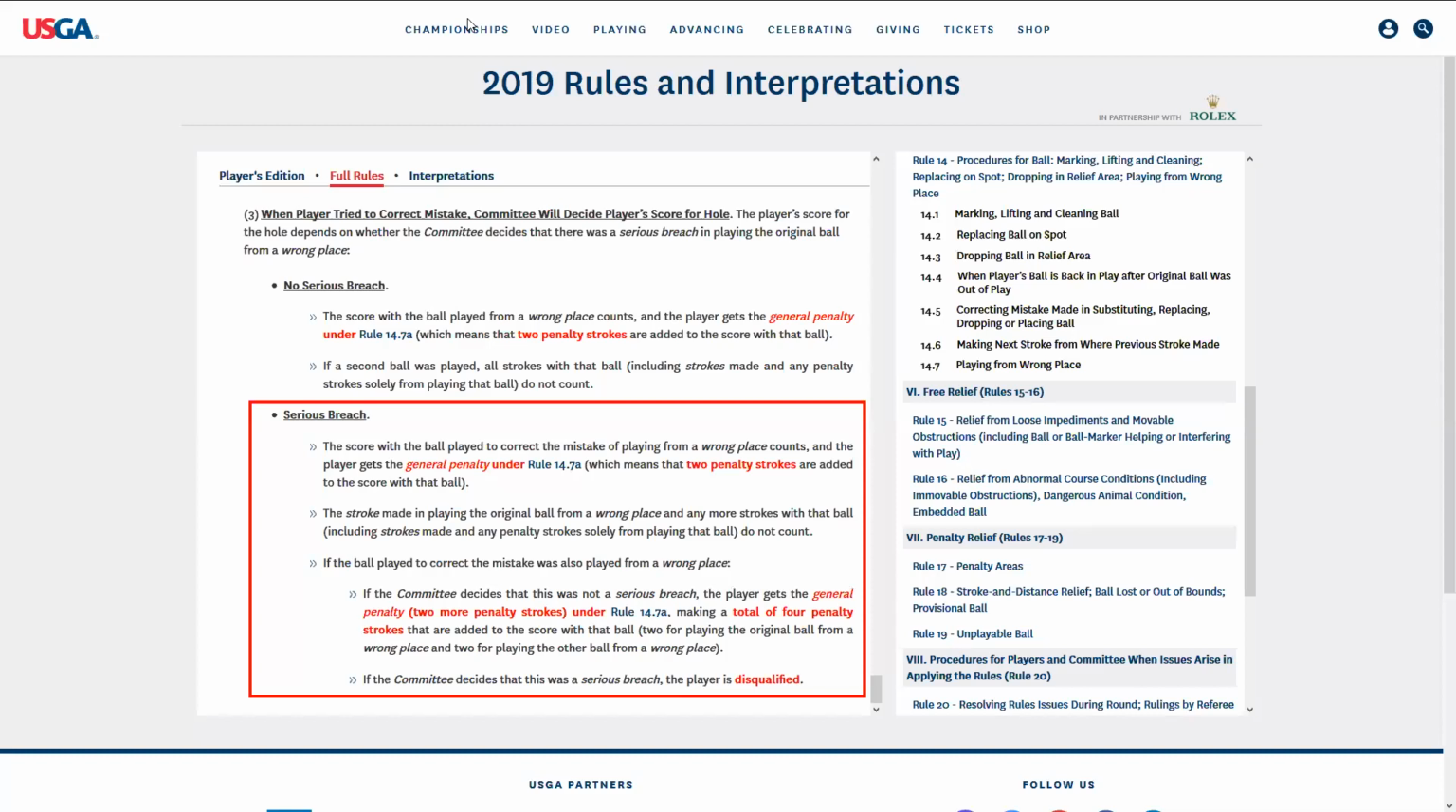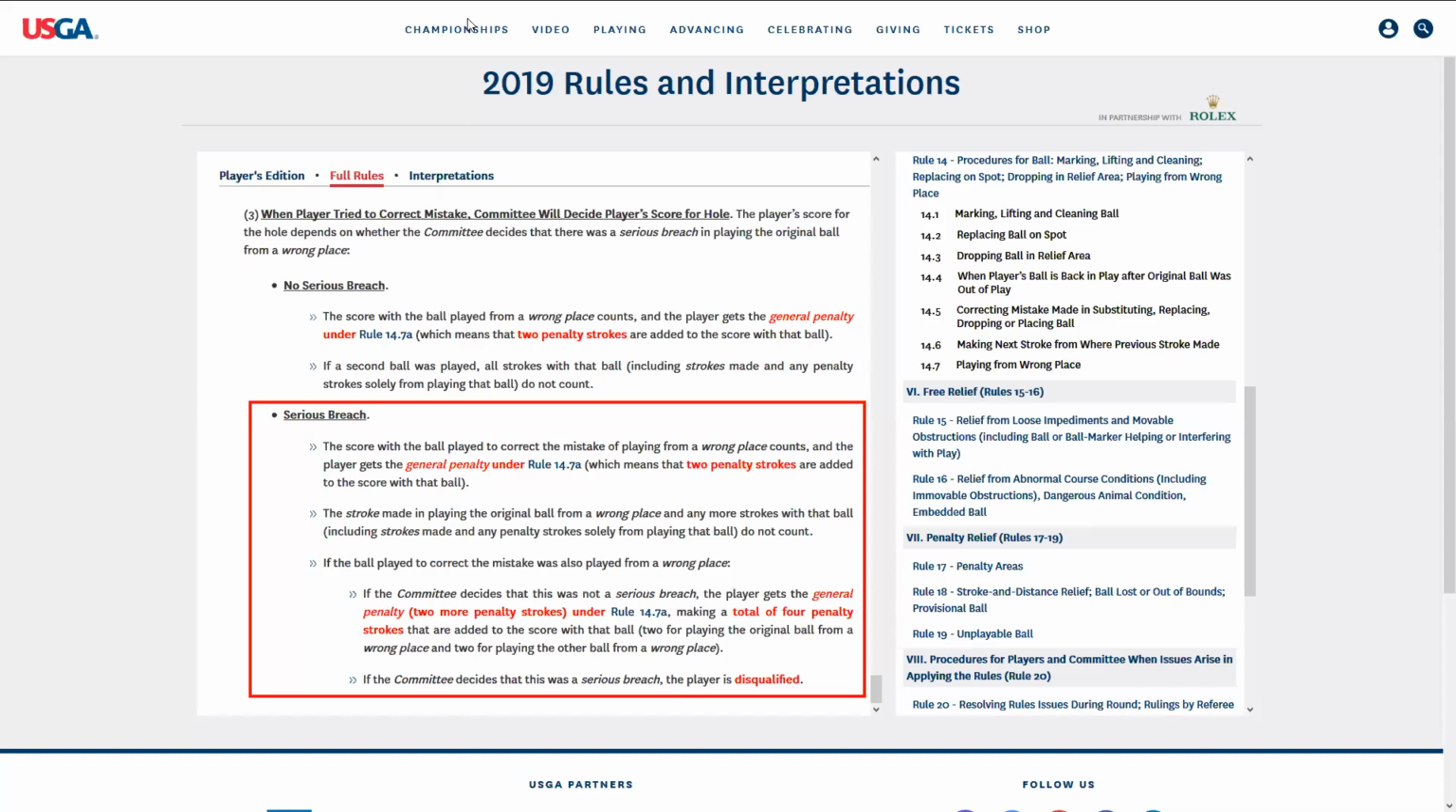If the committee decides that this was not a serious breach, this is on the second ball, the player gets the general penalty, 2 more penalty strokes under 14.7a, making a total of 4 penalty strokes, and they are added to the score with that ball: 2 for playing the original ball from a wrong place and 2 for playing the other ball from a wrong place. And then finally, if you played from the wrong place twice and both of them are a serious breach, you're done. You're disqualified.